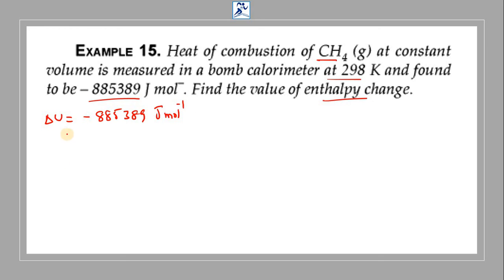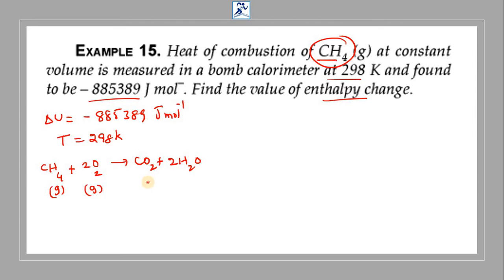Okay. And the details they are given is temperature, that is 298 Kelvin, that we can draw. The point is clear from the question: methane combustion. If you write the equation for the combustion reaction, CH4 plus 2O2 gives rise to CO2 plus 2H2O. In this we have methane, oxygen, CO2, these are gases, H2O is liquid. For this equation, if you find delta n, you will be getting 1 minus 3, that is minus 2.